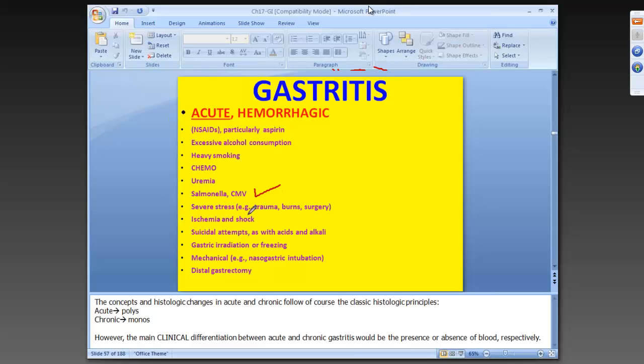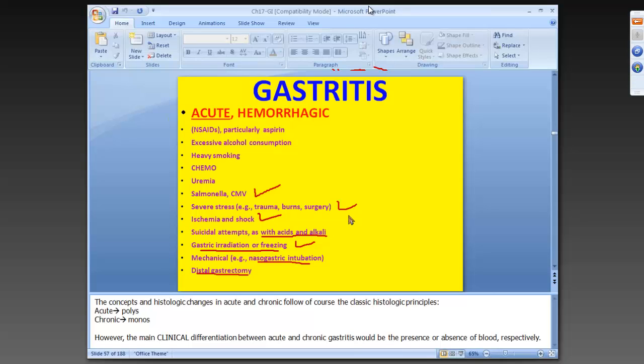Or it could be triggered by severe stress, trauma, burns, surgery, anxiety, ischemia and shock, suicidal attempts with acids and alkalis, gastric irradiation or freezing, very rare, by the way, unless you drink liquid nitrogen, mechanical due to nasogastric intubation, and mechanical also due to distal gastrectomy. In other words, we cause that. Physicians, surgeons will cause that one, right?